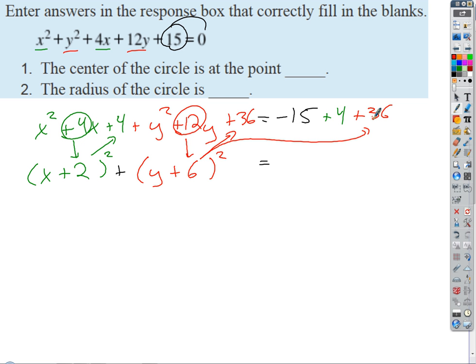So look, I got the left side done. That works, right? There's my x minus h squared plus y minus k squared. On this side, what number do I end up with? Just add them up. So 4 plus 36 is 40, plus negative 15 would be what, 25? Okay, so we end up with that. That's it, right? That's the answer if that's all they're looking for.